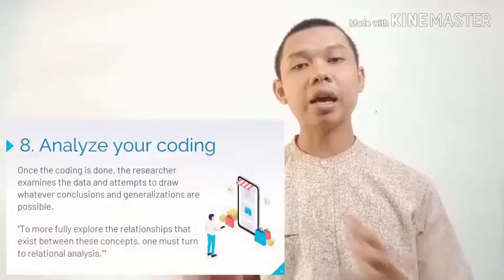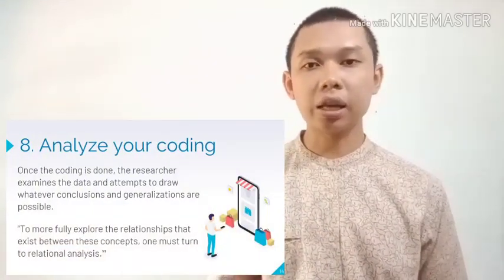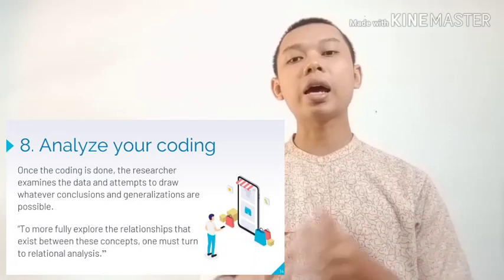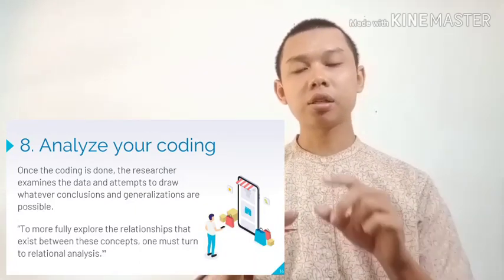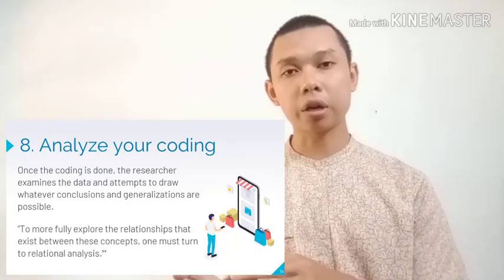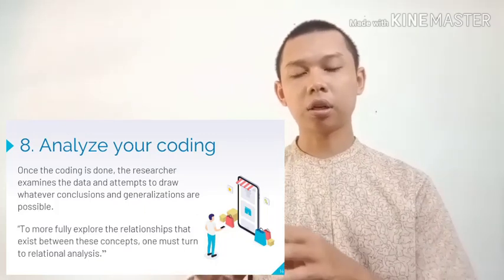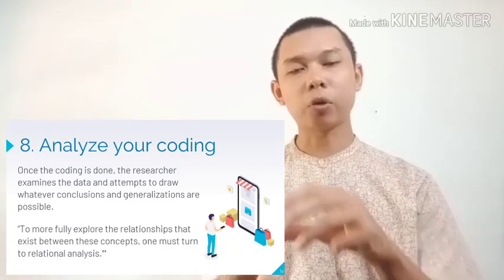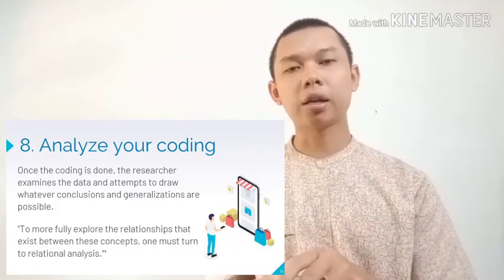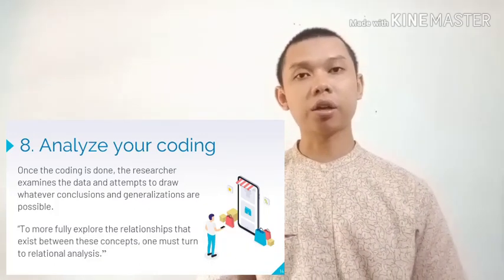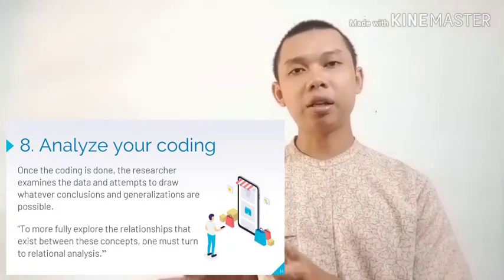And then the 8th step, or the final step, is analyze your coding. Once the coding is done, the researcher examines the data and attempts to draw whatever conclusions and generalizations are possible. This is similar to another research method, qualitative research: if the data is analyzed, we have to make a conclusion and make generalizations as far as possible. And then this is the final step.